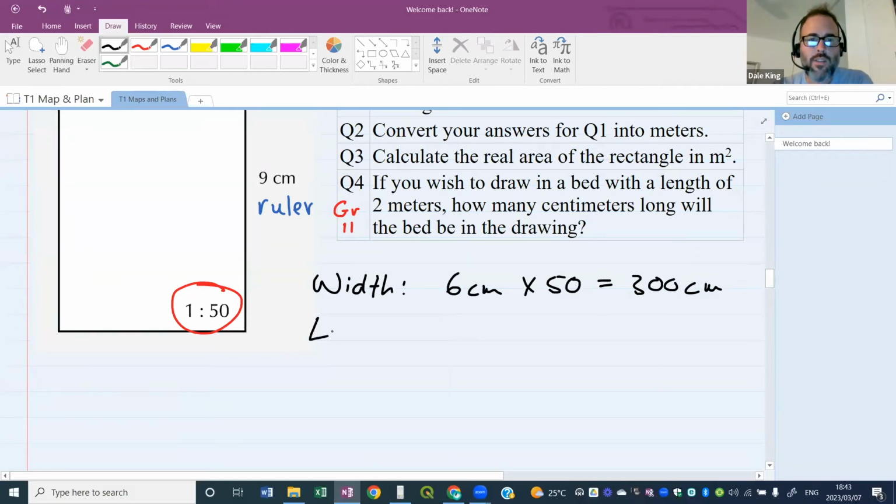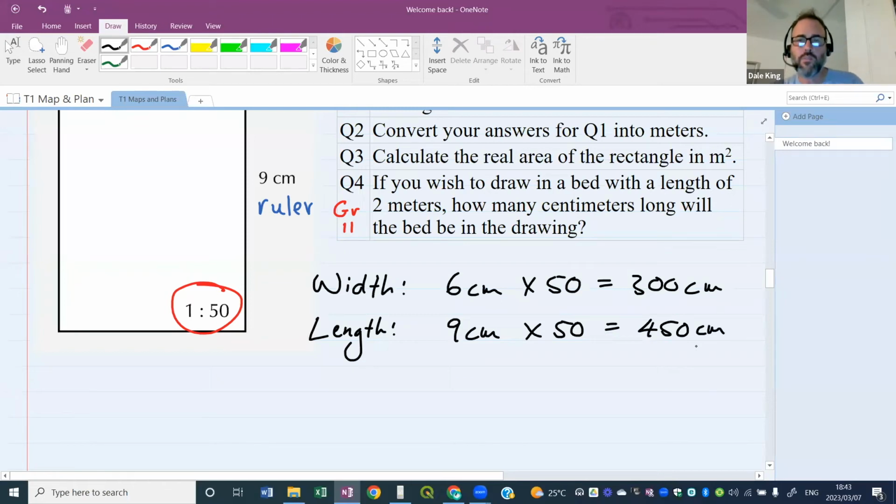Then for the length, we have 9 centimeters on our diagram. So we times that by 50 and we get 450 centimeters in the real world. So the real dimensions of this bedroom are 300 centimeters by 450 centimeters.